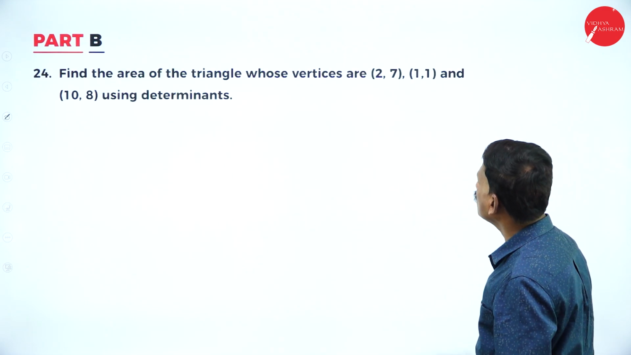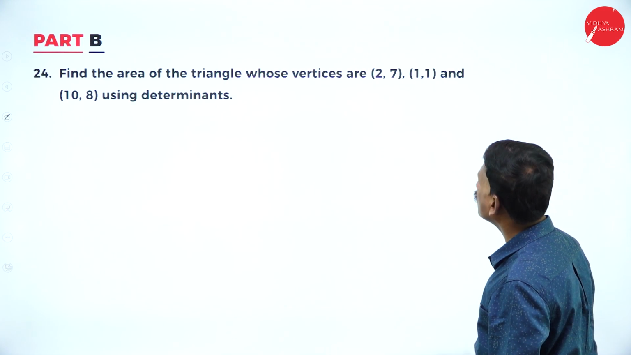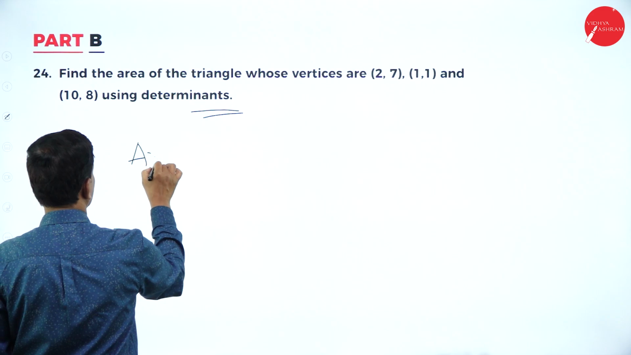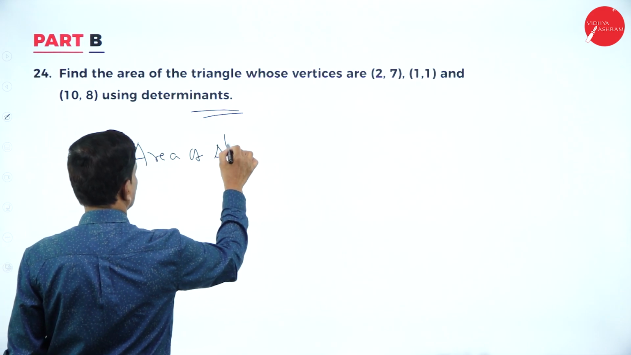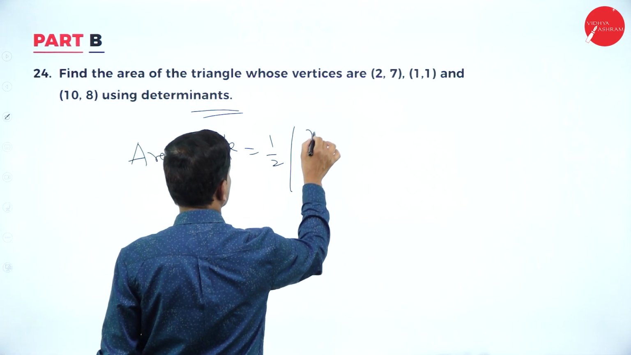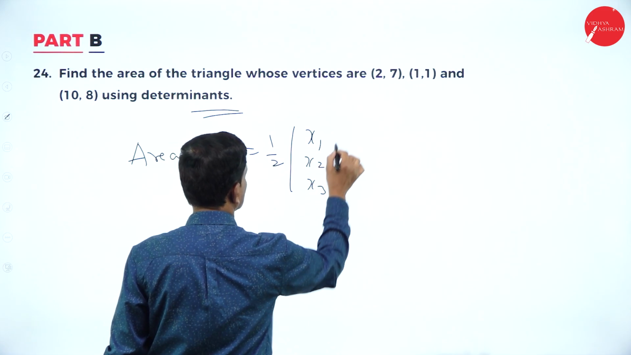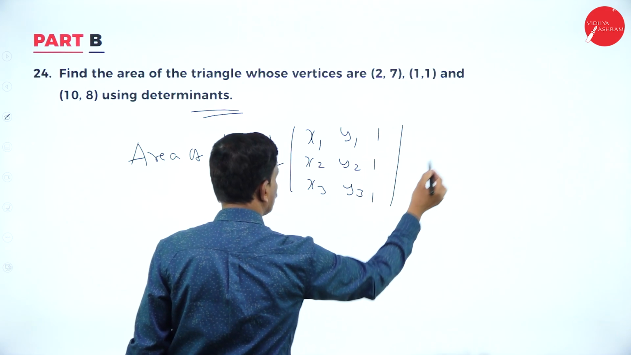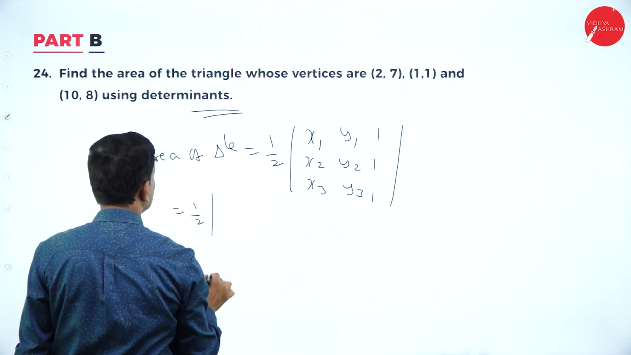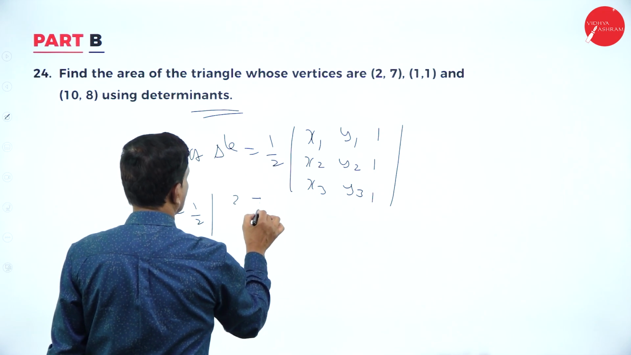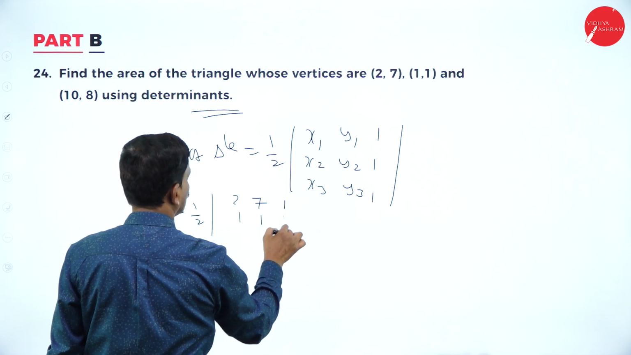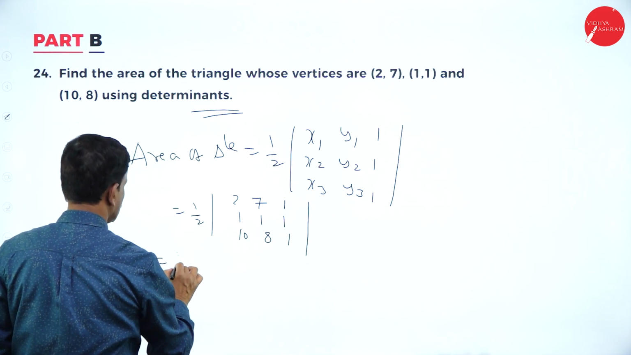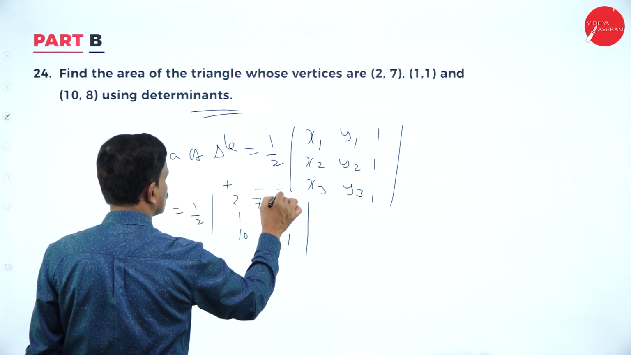Find the area of a triangle whose vertices are (2, 7), (1, 1) and (10, 8) using determinants. What is the formula for area of a triangle? Area of a triangle is equal to half into the determinant with rows x1, y1, 1; x2, y2, 1; x3, y3, 1, under mod. This is half into 2, 7, 1; 1, 1, 1; and 10, 8, 1. Simplify this. This is half into expand, plus, minus and plus.